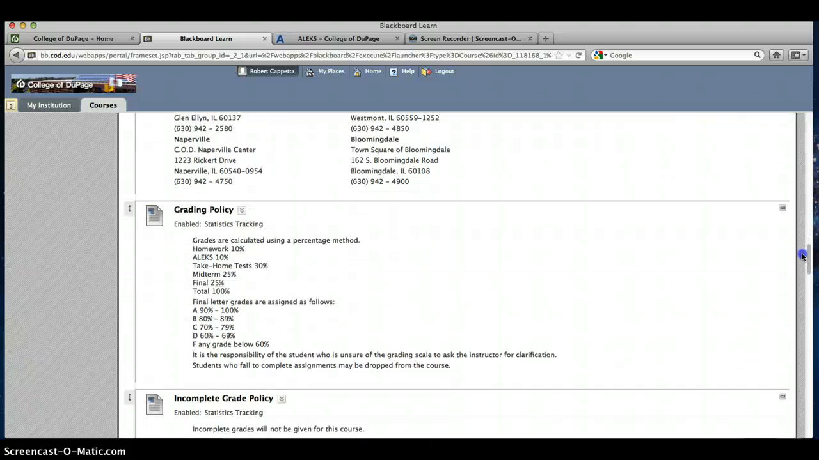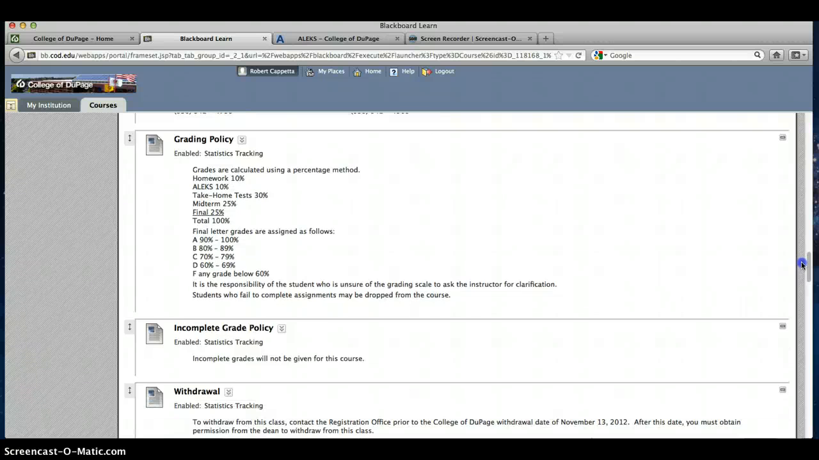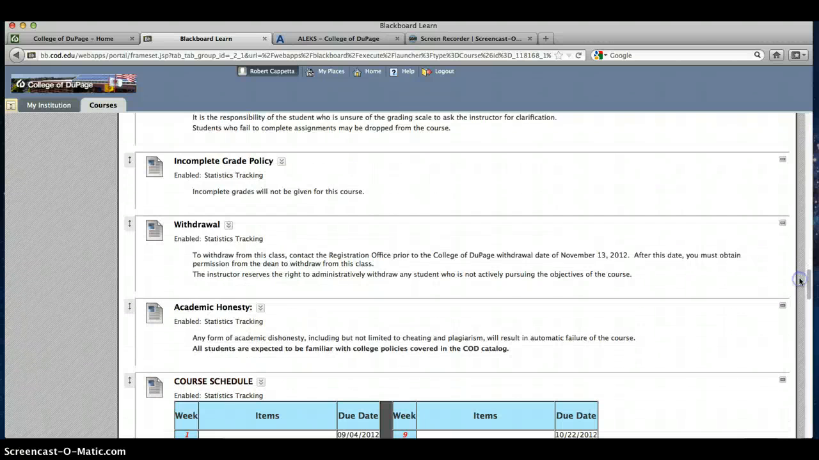Clarification on grading policy. Generally speaking, incomplete grades will not be given for the course. The withdrawal date is November 13th. So if you'd like to withdraw from the course, you can do so before November 13th. After November 13th, it will be very difficult to withdraw.